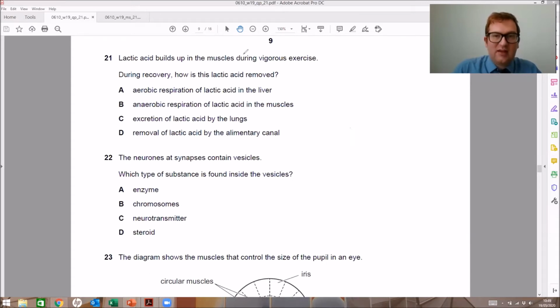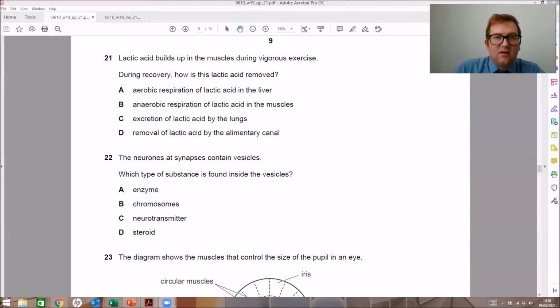Okay, so if we have a look here at the options for the answers. Aerobic respiration in the liver. We mentioned that, yes, oxygen is needed here to break down the lactic acid. It's not anaerobic respiration.